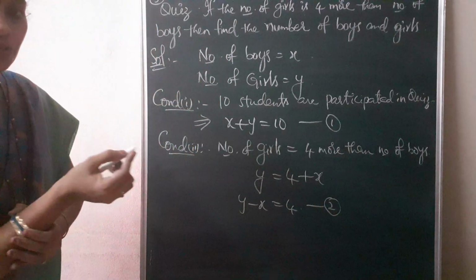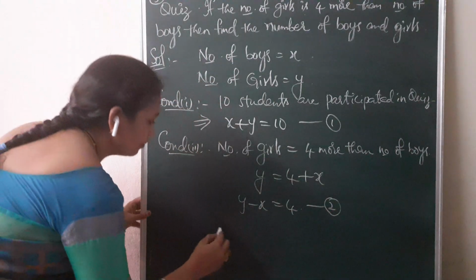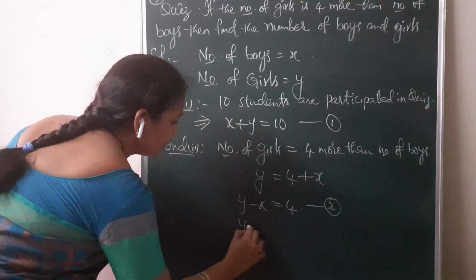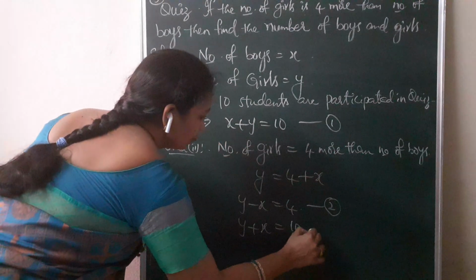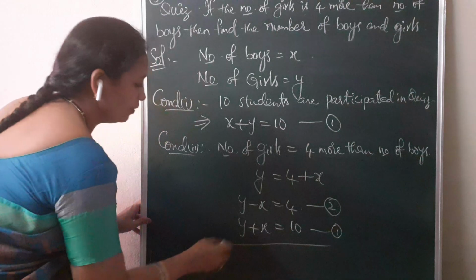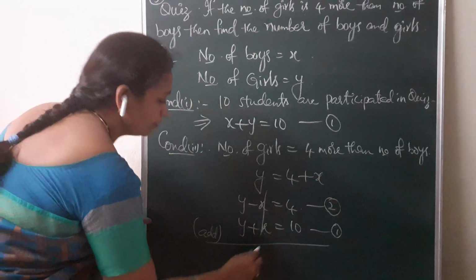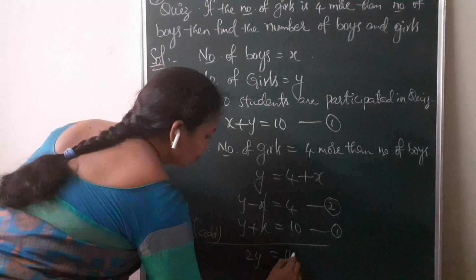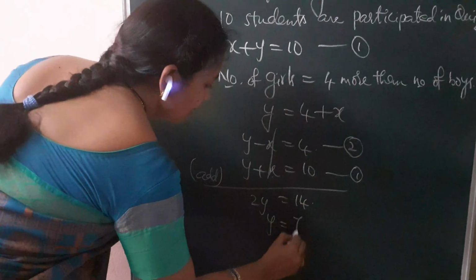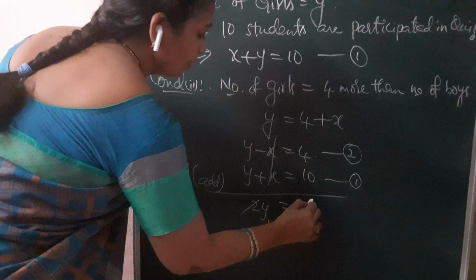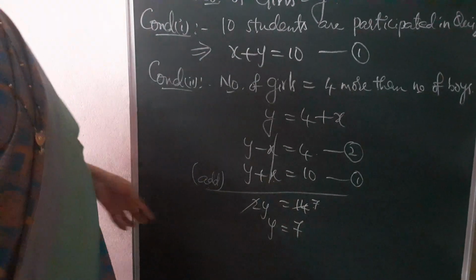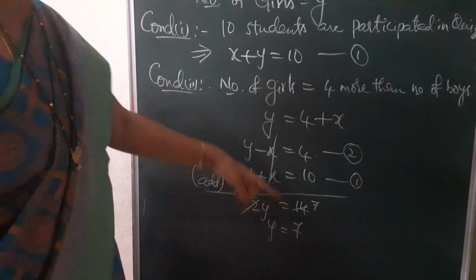By solving those two equations, we will get x and y. So this is y plus x is equal to 10, the first equation. By solving with addition, we can eliminate because different symbols are there. 2y is equal to 14, y is equal to 7. 14 divided by 2 is 7. So y is equal to 7.